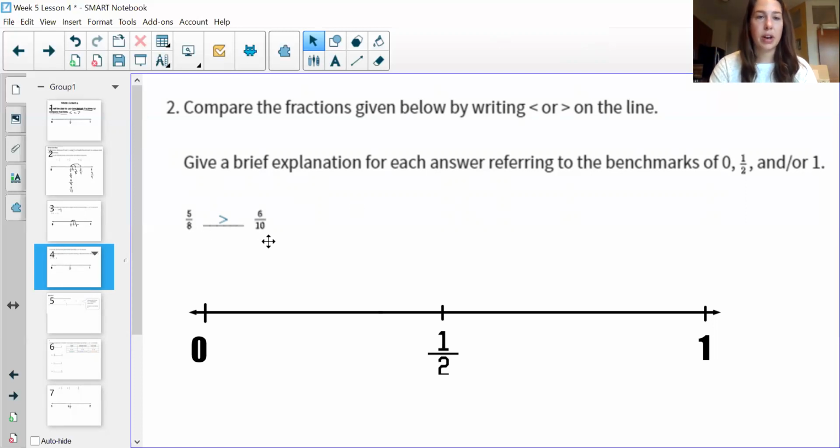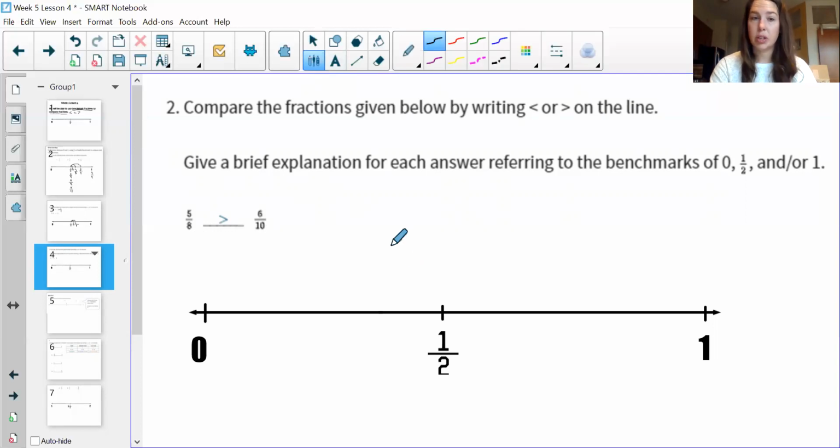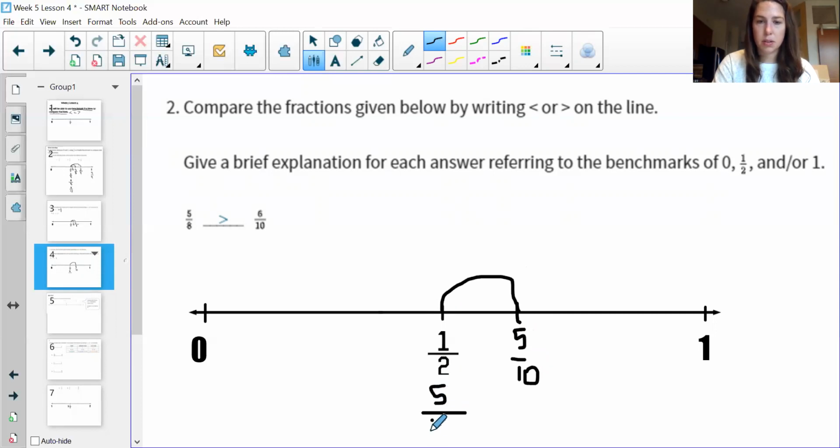So here, 5/8 is greater than 6/10. It's very, very similar to our last one. So again, we already know that 5/8 is 1/8 away from 1/2, whereas 6/10, so 1/2 is equivalent to 5/10. So 6/10 is just 1/10 away.